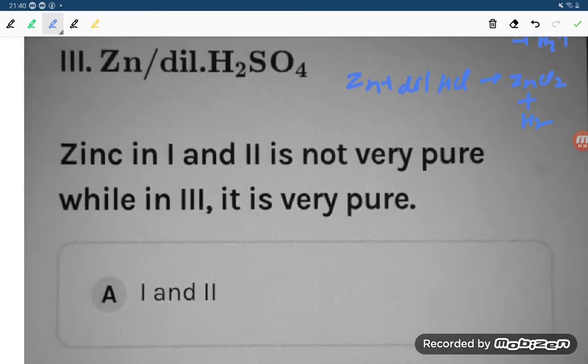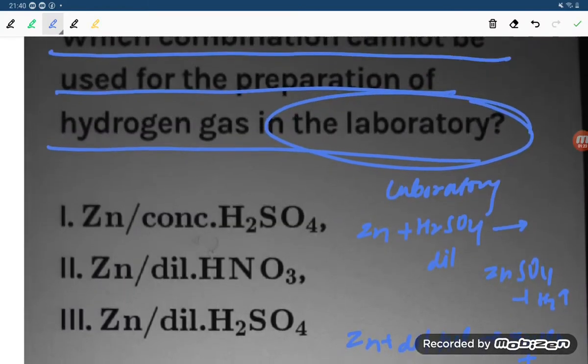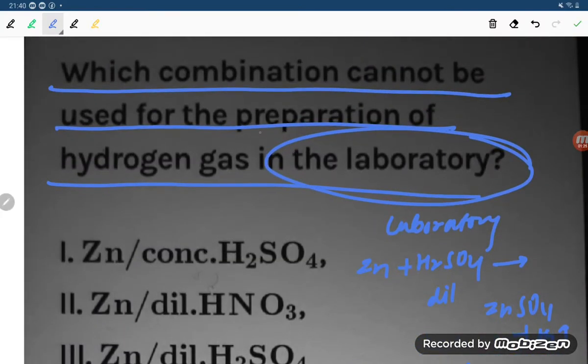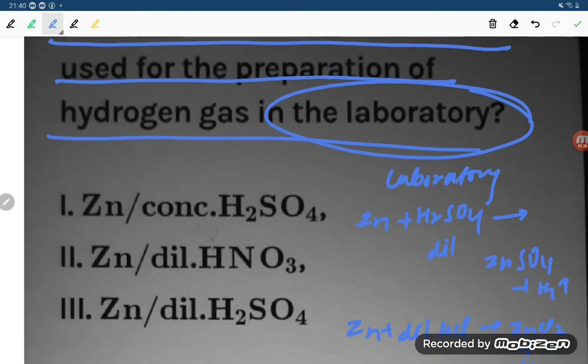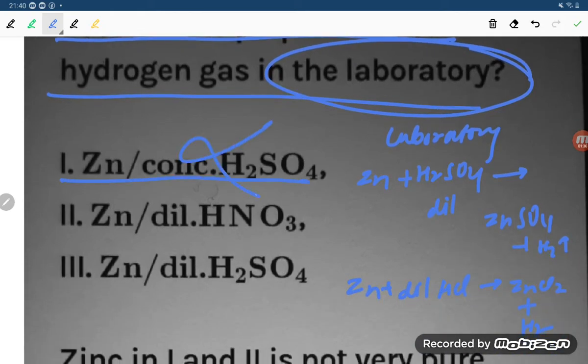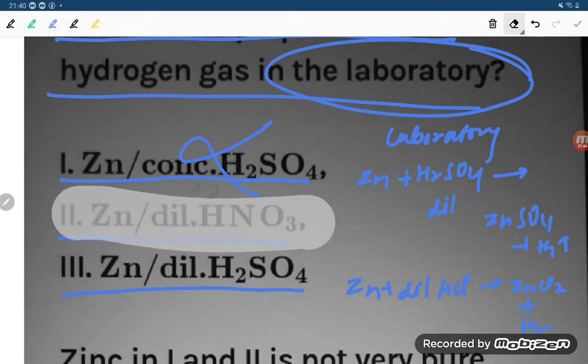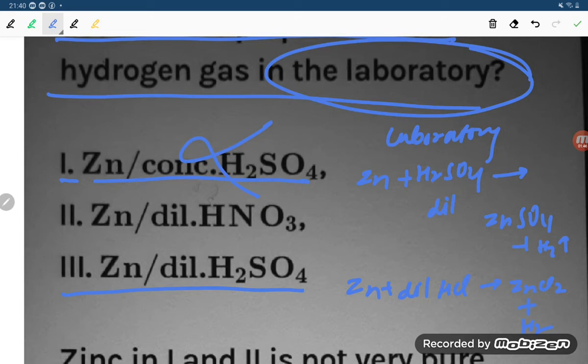In the question, they are asking which combination cannot be used in the preparation of hydrogen gas in the laboratory. Zinc plus concentrated H2SO4, zinc plus dilute HNO3, and zinc plus dilute H2SO4. HNO3 we don't use. We use either HCl or dilute H2SO4.